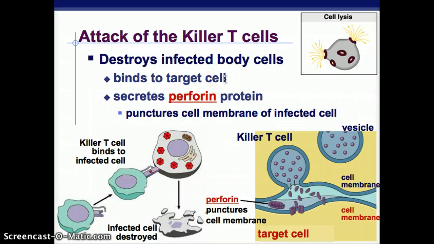They bind to that cell, secrete the perforin protein, and puncture the cell membrane of the infected cell. So here you can see it binds, punctures, destroys the infected cell, and then here again binds, perforin is secreted into the cell membrane, and it destroys this cell. So this is the killer T cell, this is the target cell. Perforin comes in, and right there you can see it breaking the cell membrane, so it's going to explode it.